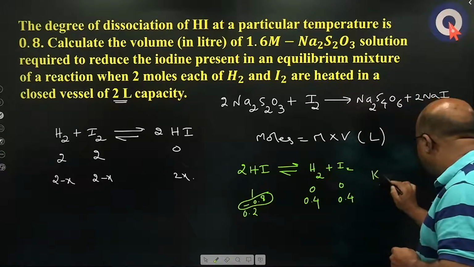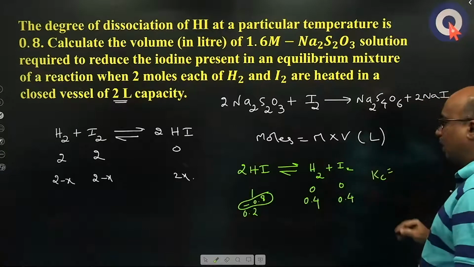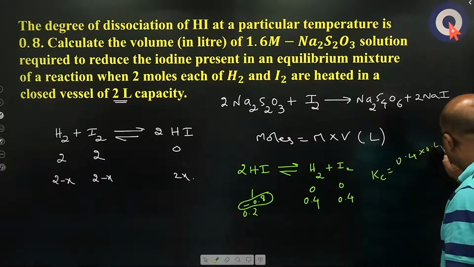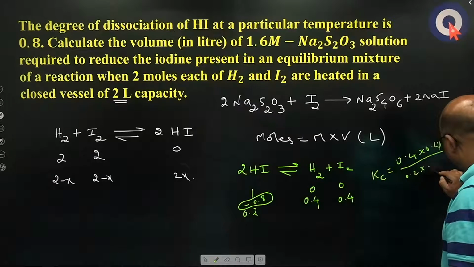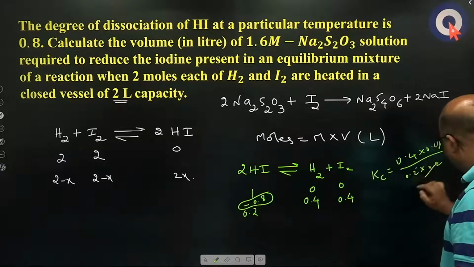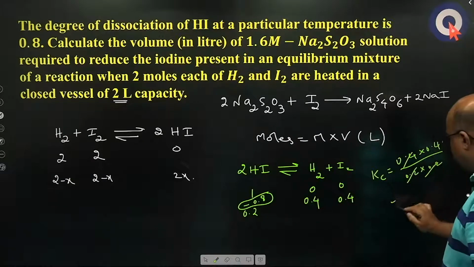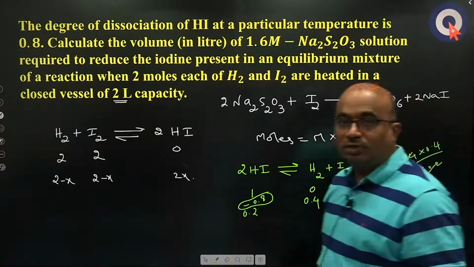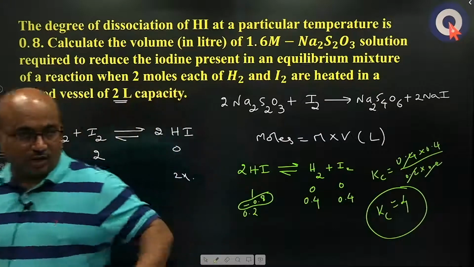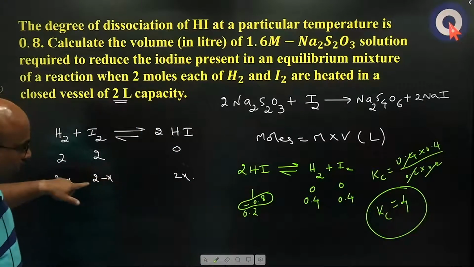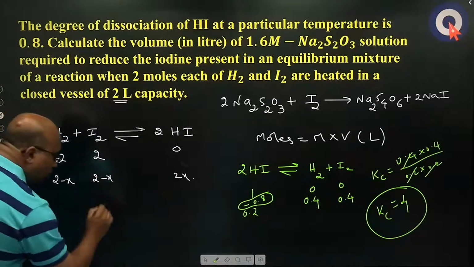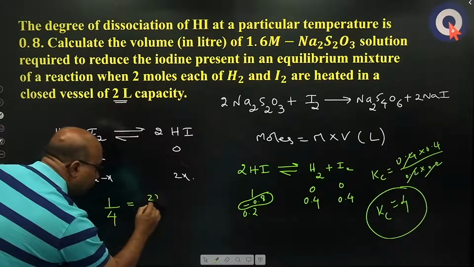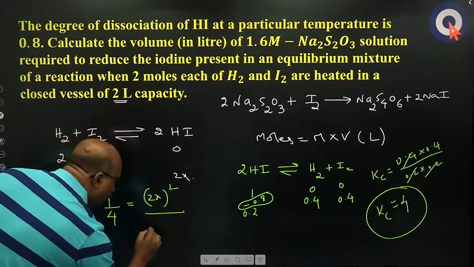So what is Kc for this reaction in this direction at this temperature? It's nothing but 0.4 times 0.4 by 0.2 times 0.2. So you can cancel, and Kc for this reaction in this direction is 4. So in the reverse direction, which is what we are considering here, it should be 1 by 4. So what is this 1 by 4 now? Here it is nothing but (2x) whole square by (2 minus x) whole square.